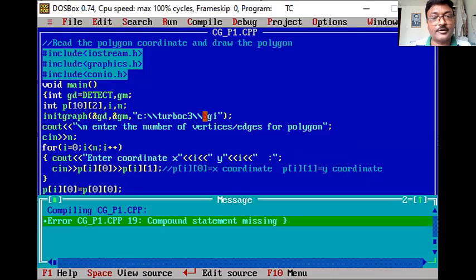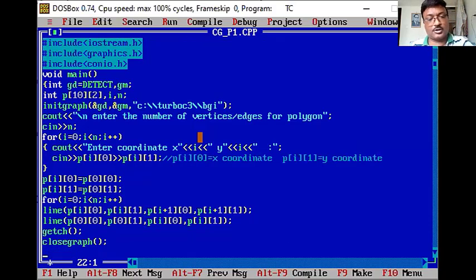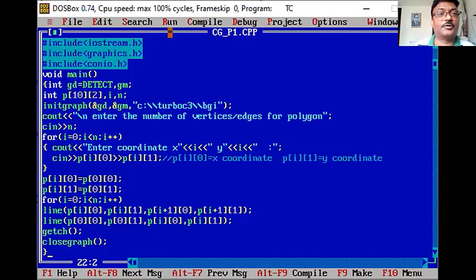So what does this indicate? That statement must be closed. Here they have not saved the program. getch, closegraph. Here I am going to save it. Now compile it, and execute it.